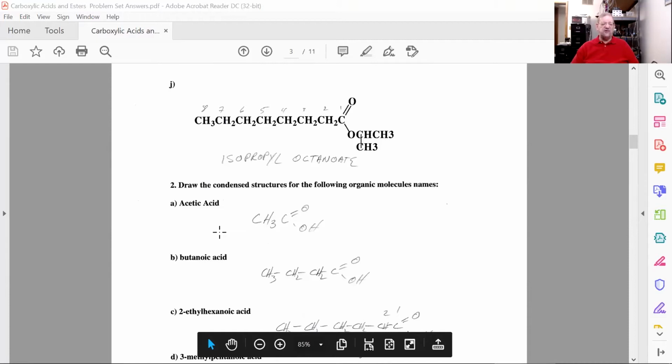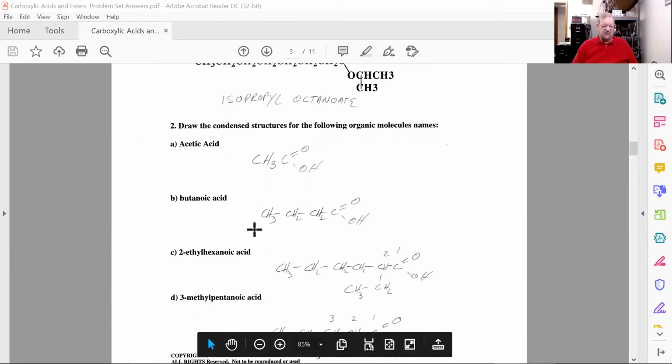Now, there's a couple of common names I've asked you to learn. Nobody ever calls this ethanoic acid. Here, draw the condensed structure for the following organic molecule names. Ethanoic acid is never called that because nobody calls it that. They call it the common name, acetic acid.